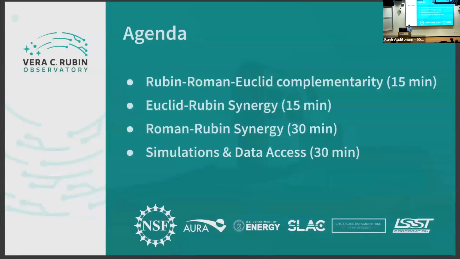All right, so here's the agenda for this session. I'll start out with 10 to 15 minutes just talking about, in broad terms, Rubin, Roman, Euclid complementarity and synergies. Then we'll have 15 minutes dedicated to Euclid-Rubin synergy, 30 minutes dedicated to Roman-Rubin synergy, and then lastly, 30 minutes dedicated to simulations and data access topics.